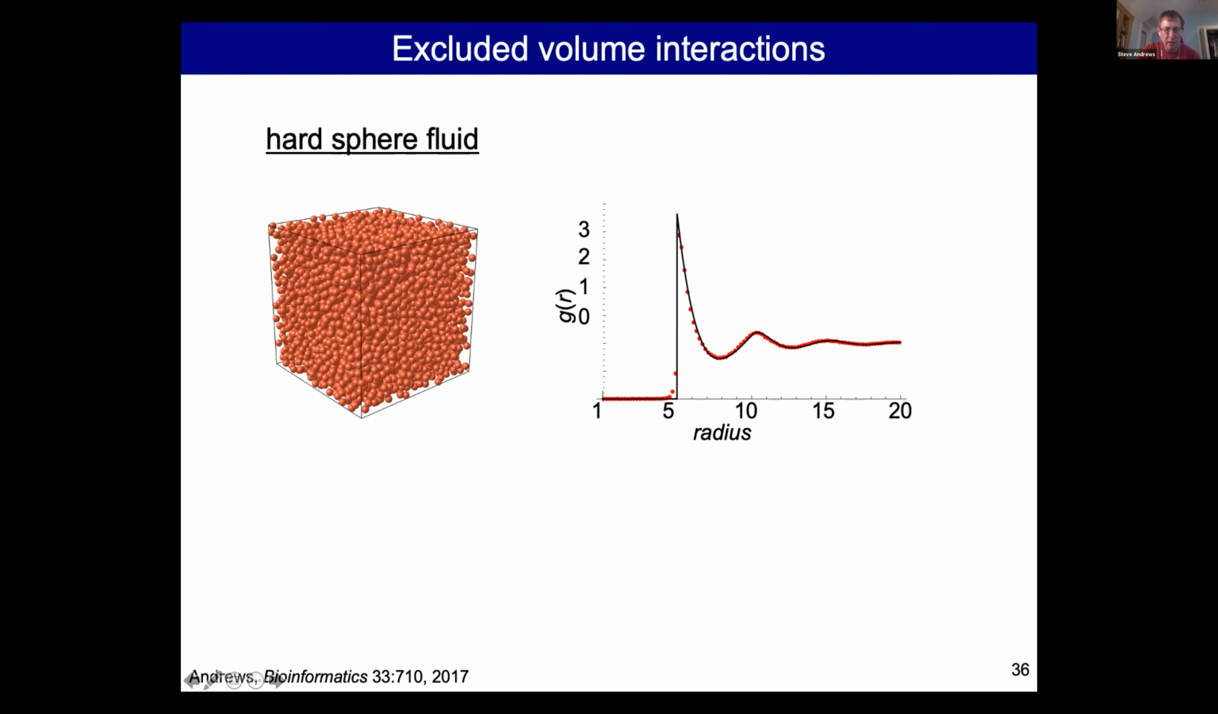So this shows there are no spheres close by because there's excluded volume, and then there's an initial shell of spheres surrounding each one, and then oscillations. Again, the line is theory, and dots are simulation. So good agreement.